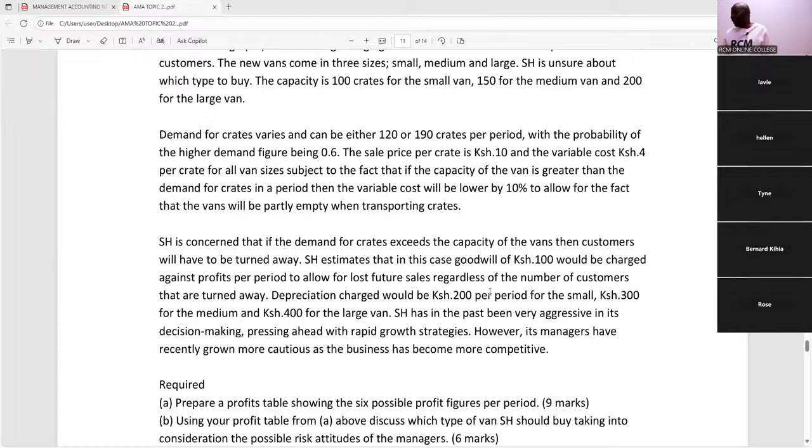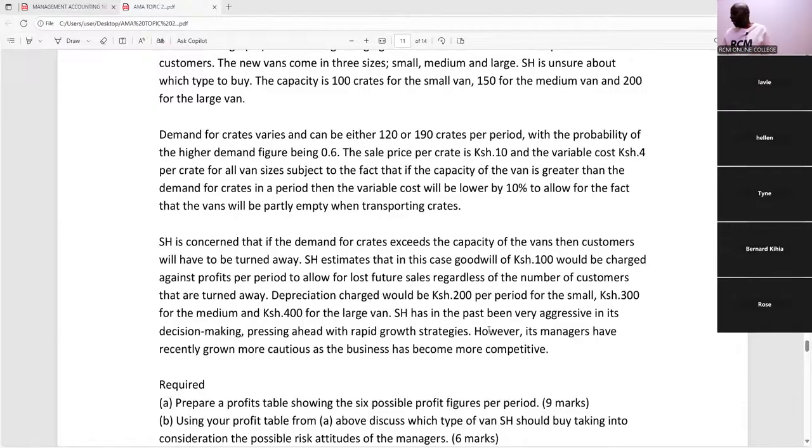SH estimates in this case, goodwill of Kenya shillings 100 would be charged against profits per period to allow for lost future sales regardless of the number of customers that are turned away. So it's not per customer, but once in this case here, even if it's 1, 10, 20 customers turned away, lost goodwill will be 100. Depreciation charge will be Kenya shillings 200 per period for small, 300 for medium, and 400 for the large van.